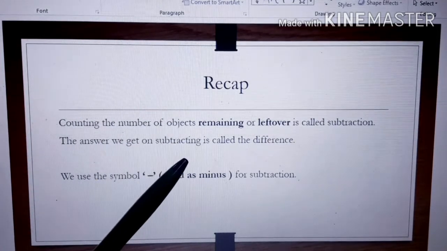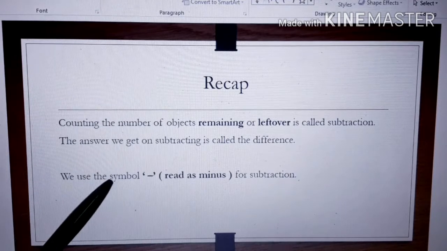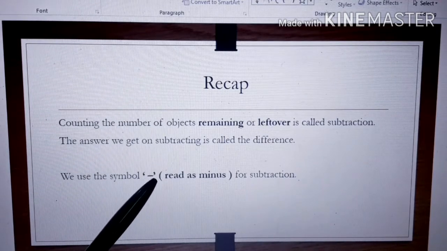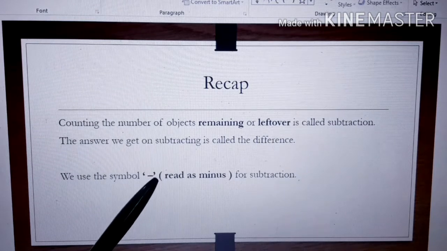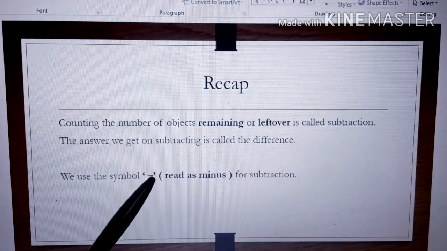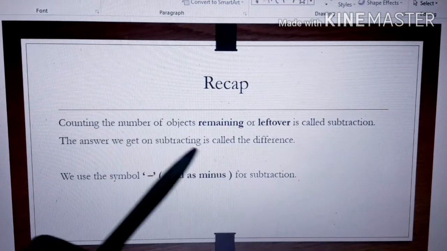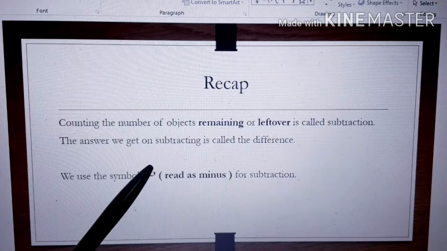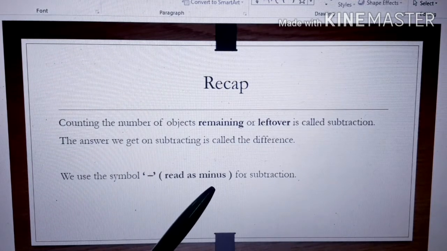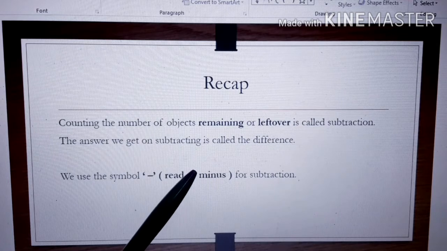Is called difference. We use the symbol. Can you see how does it look like? A small dash, right? We use this symbol and how do we read it as? Minus. We say this minus for subtraction. In subtraction, this symbol is used and we read it as minus. Okay? Is it clear about it, children?